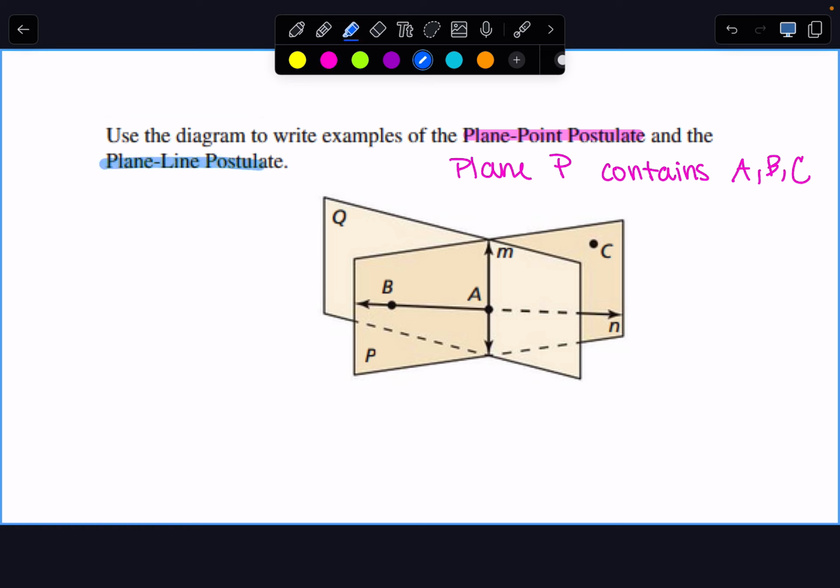Let's talk about the plane line postulate. Ty, can you read us the plane line postulate? If two points lie in a plane, then the line containing them lies in the plane. So, again, what plane are we going to talk about?